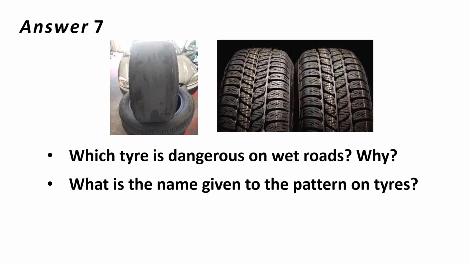Which tire is dangerous on wet roads? This tire, picture number 1. This tire is dangerous because the tread marks have worn out. So it is difficult to brake. It is more likely to slip and skid. You can't brake easily, because the tread patterns have worn out. It may slip or skid, particularly if the roads are wet.